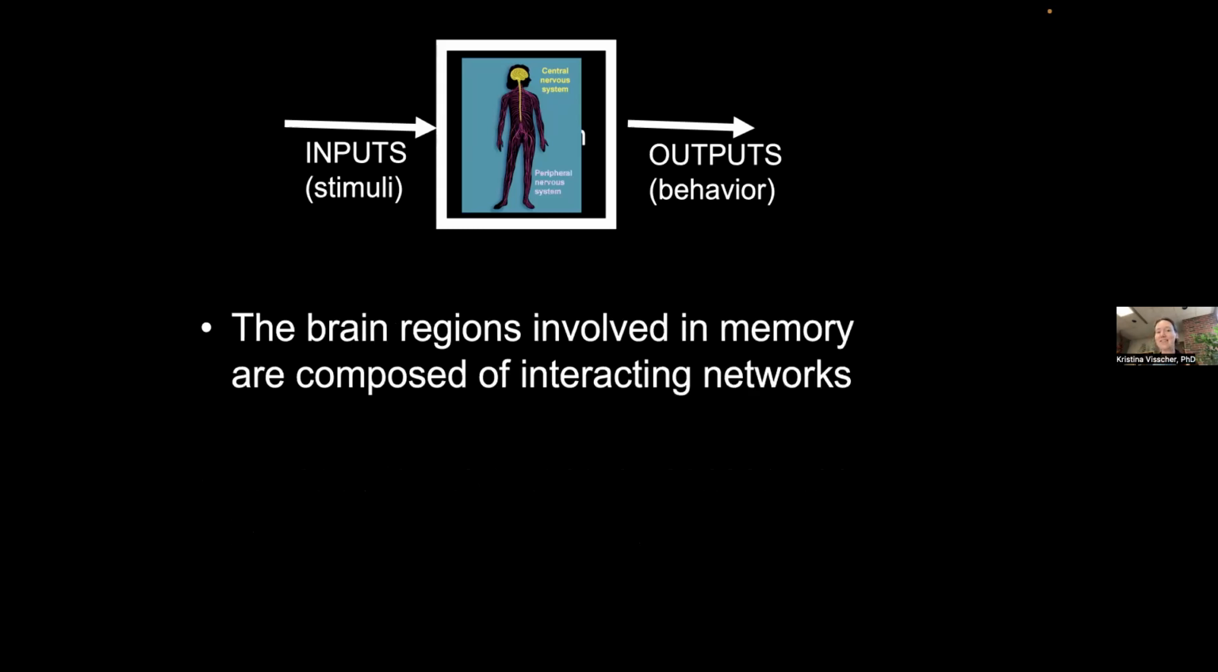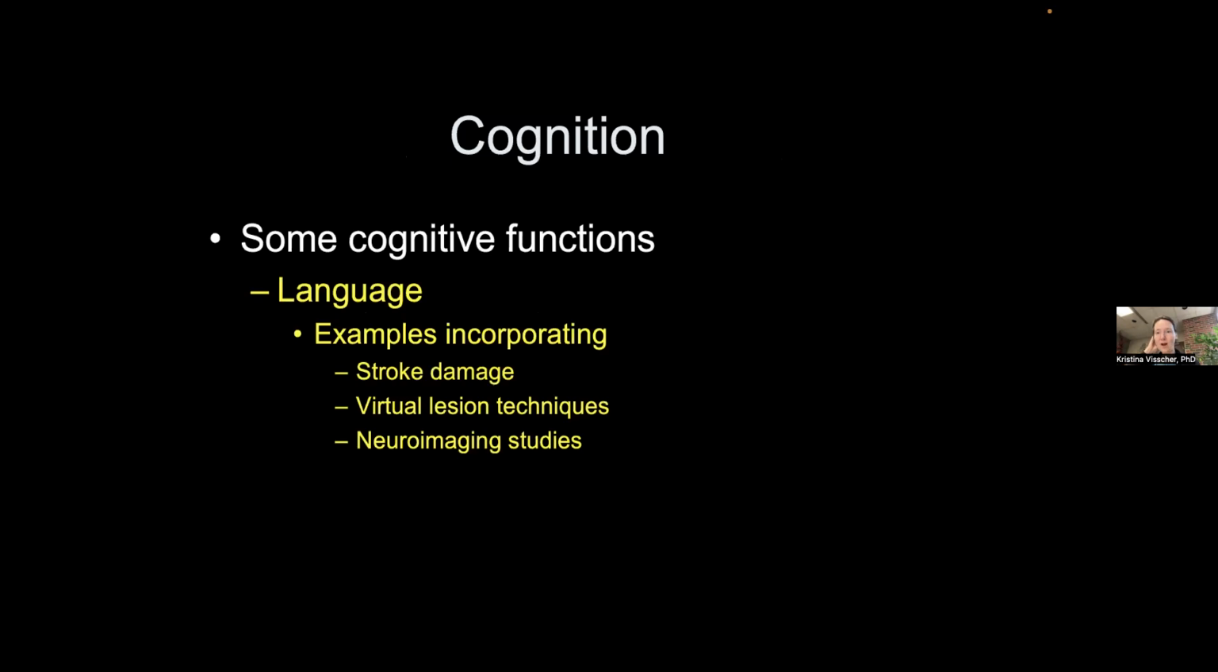We also know that the brain regions involved in memory are comprised of interacting networks. The brain regions involved with language are comprised of interacting networks. Everything we have studied so far has behaviors that are modulated by interacting networks within the brain. So I'm going to talk very briefly about language, which is near and dear to many of your hearts, I know.